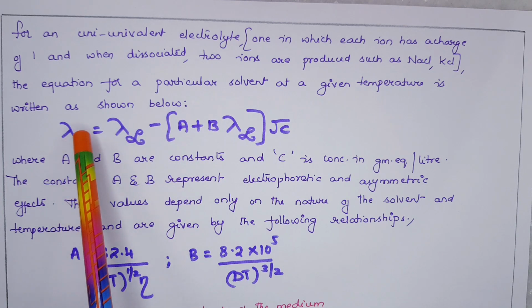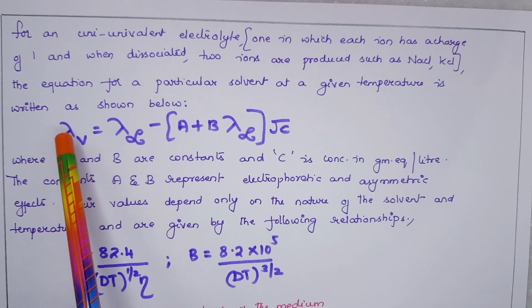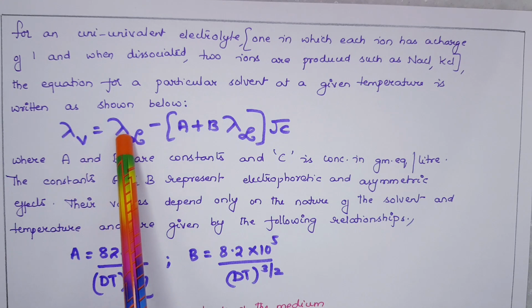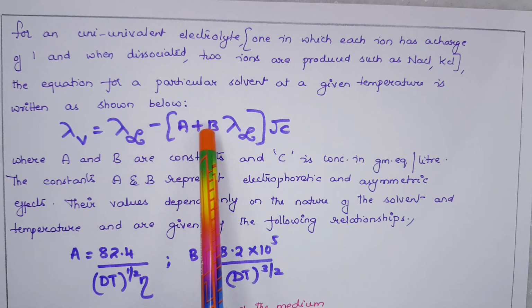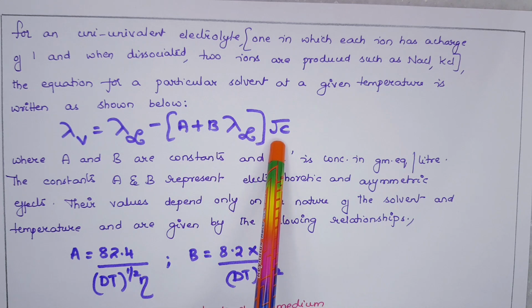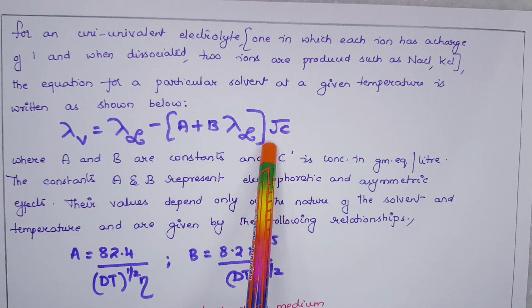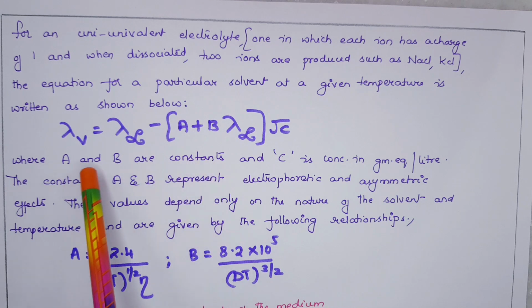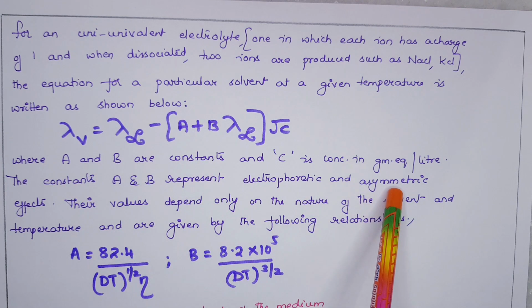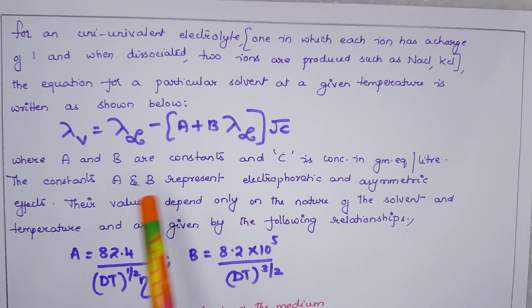Lambda V, the equivalent conductance at dilution V, is equal to lambda infinity, the equivalent conductance at infinite dilution, minus (A + B lambda infinity) into root C. Okay, students, this is the Debye-Huckel-Onsager equation. Now you know these two terms. What are A and B? A and B are constants and they represent the electrophoretic and asymmetric effects, and C is the concentration in gram equivalent per liter. Now A and B values depend on the nature of the solvent and temperature.